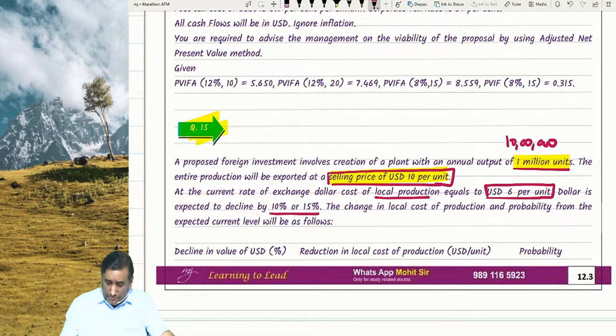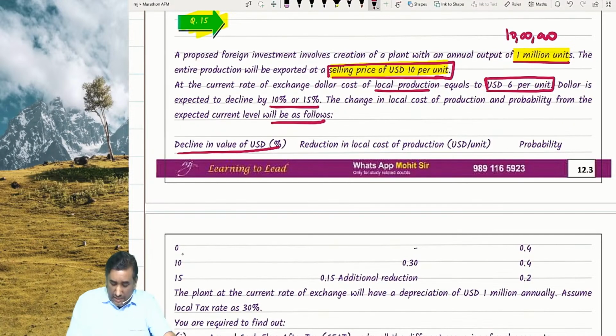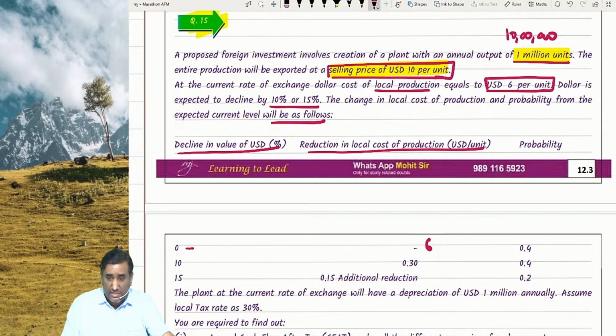It's okay, fine. The change in the local cost of production and probability from the expected current level will be as follows. Now what he says is: decline in value of USD 0, reduction in the local cost of production nothing, that means your production cost would be 6, probability is 0.4. It means my profit would be equal to 4, $4 per unit.